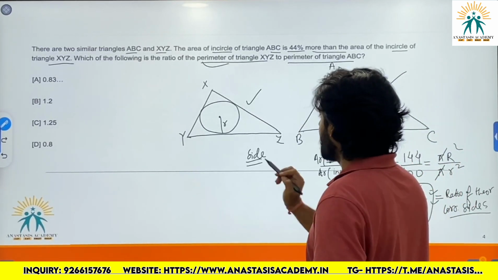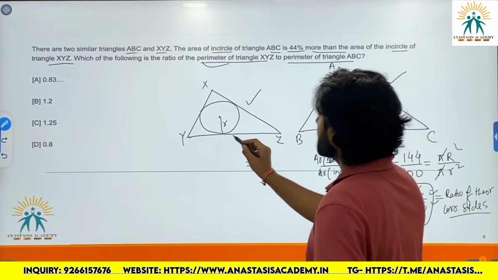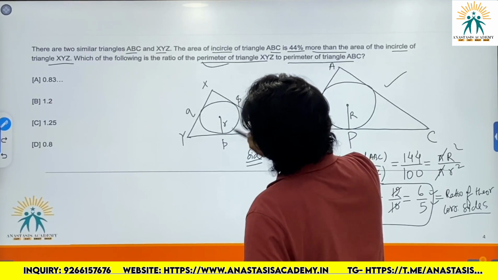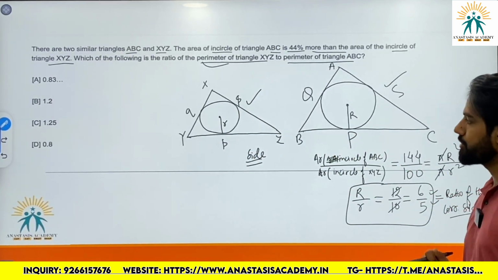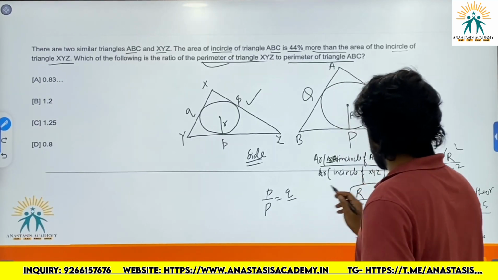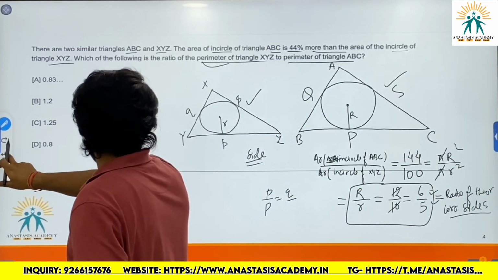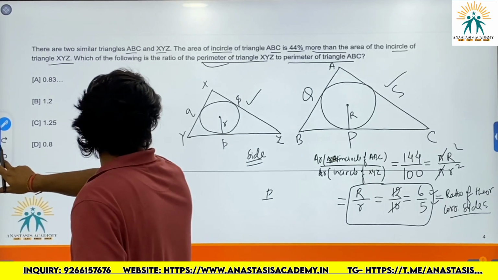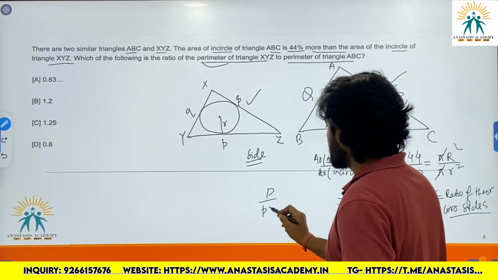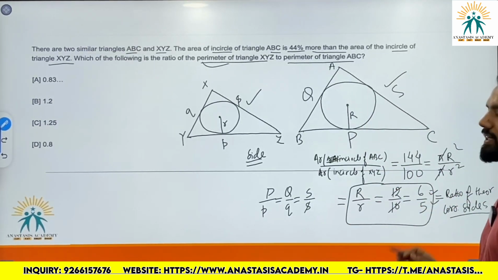So if the ratio of their corresponding sides, I am assuming the corresponding sides as this is small p, this is capital P, this is small q, this is capital Q, and small s and capital S. These are the lengths of sides. So the corresponding sides will have a ratio 6 by 5. Sorry, I have written it upside down, because the side of triangle ABC is in the numerator. So P upon small p is equal to Q upon small q is equal to S upon small s is equal to 6 by 5.